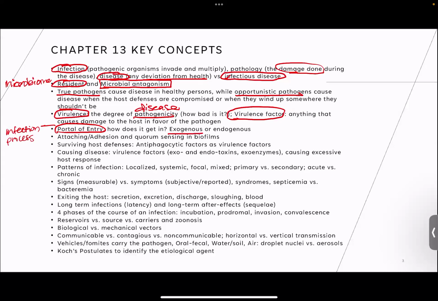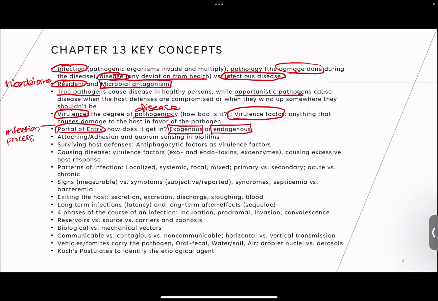You're either exogenous, you started outside the body and you got in, or you're endogenous. You started in the body and now you're overgrowing or something like that, like what we see with C. diff. C. diff is an endogenous infection. You already had C. diff in your colon in small numbers and now it's just overgrowing. That's an endogenous infection. You got a UTI because some of your poop bacteria got into your urethra. That is an endogenous infection. It came from in your own body. You get COVID, that's exogenous, stuff like that. So thinking about it that way.